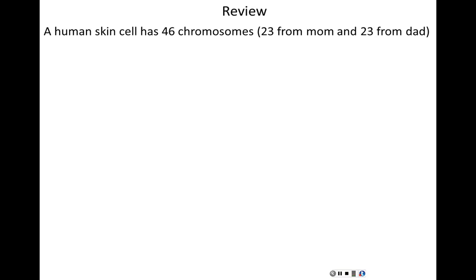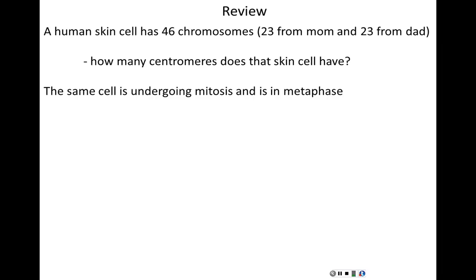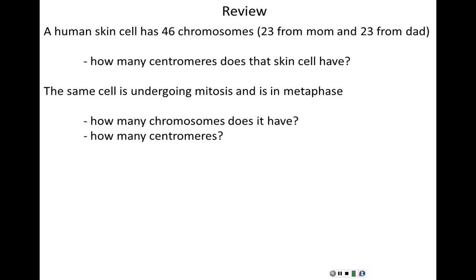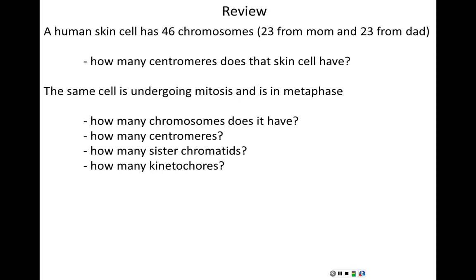So, a human skin cell has 46 chromosomes, as all human cells do, 23 from mom and 23 from dad. How many centromeres does that skin cell have? Now take the same cell, imagine that it is undergoing mitosis, and it is in metaphase of mitosis. How many chromosomes does it have now? How many centromeres does it have now? How many sister chromatids does it have now? How many kinetochores does it have now?